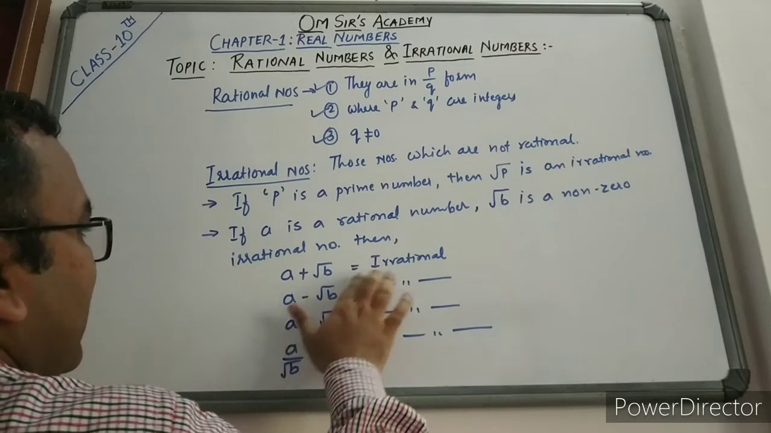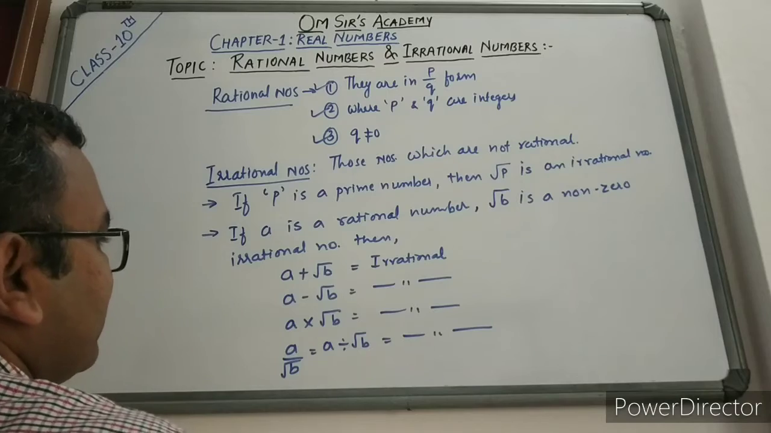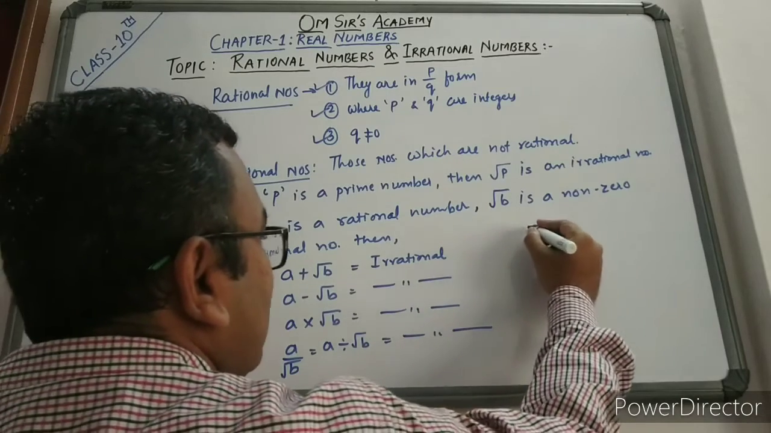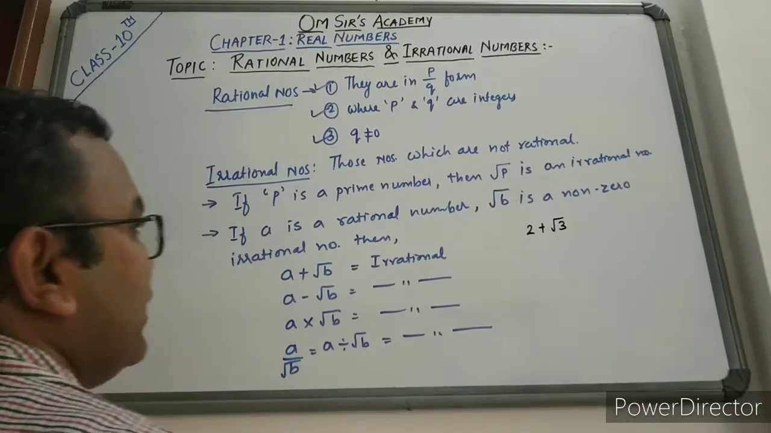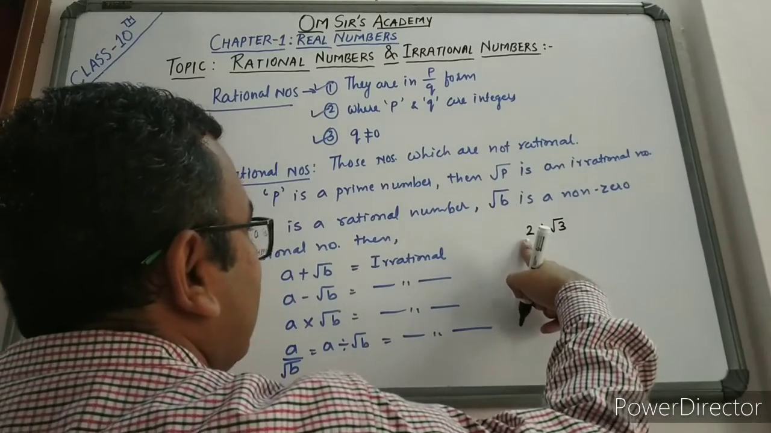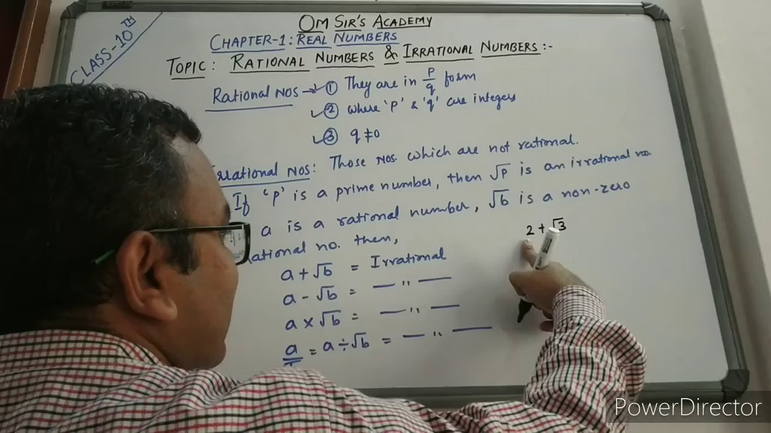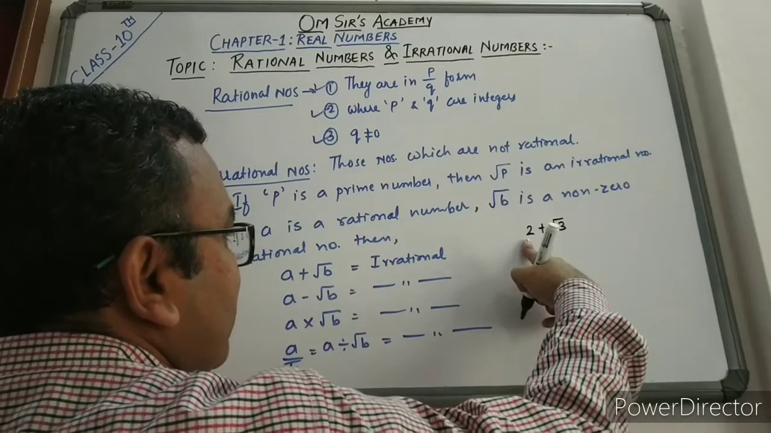Is it clear? Then we say that the addition of these two numbers, say for example 2 plus root 3. Here 2 is a rational number. Why? Because we can write it in p by q form as 2 upon 1.